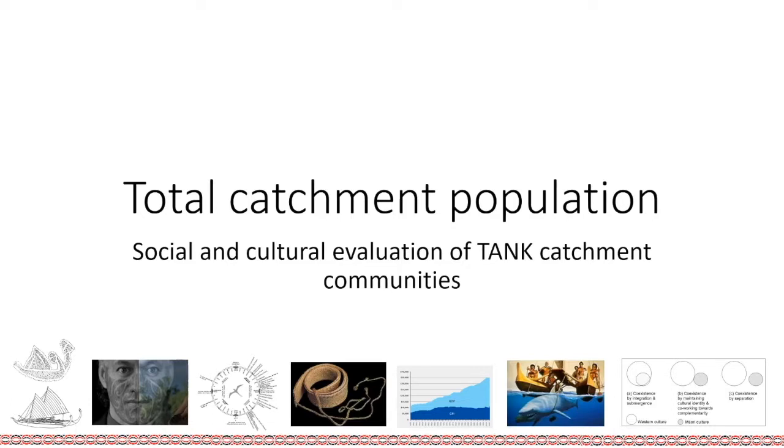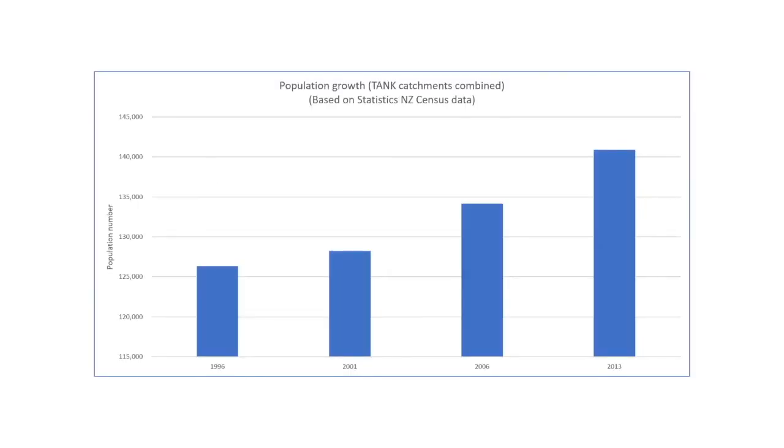That's the method. Let's now get into the results and begin looking at the results in terms of just giving you a broad brush perspective on the demography of the tank catchment overall and its sub-catchments. So for the tank catchment overall from the years 1996 out to 2013, this is what population growth has looked like in actual count numbers, just to give you some sense of what that looks like.